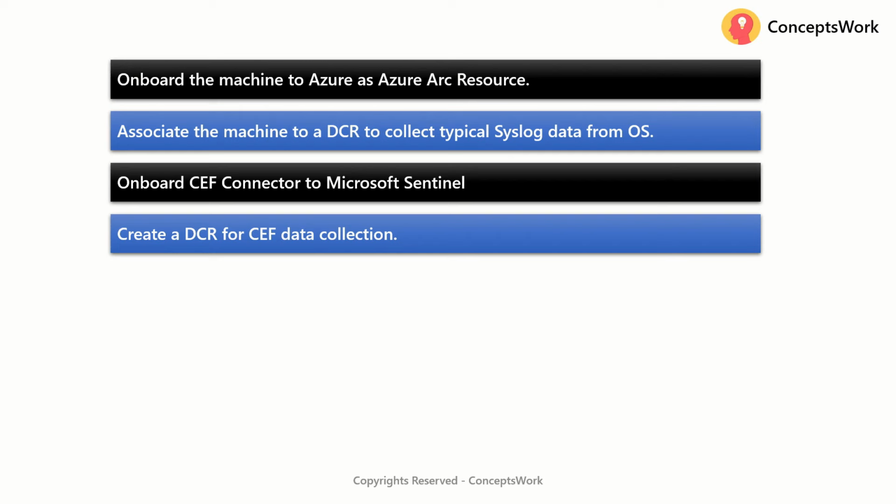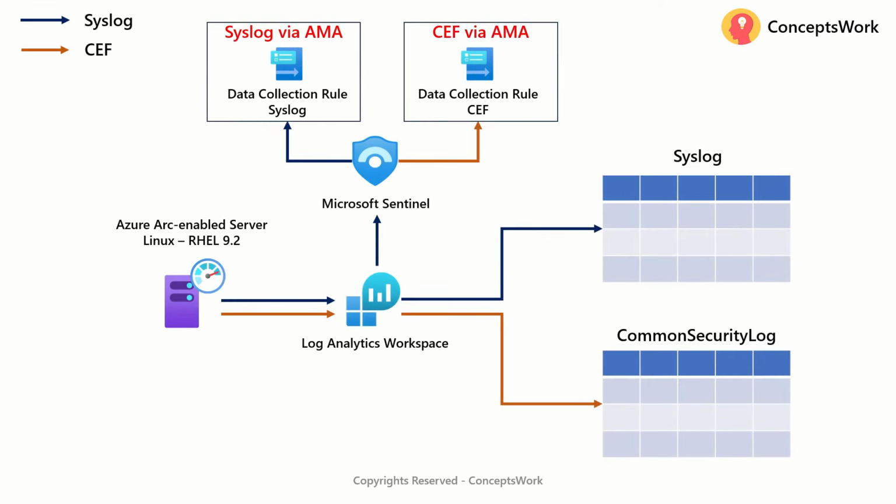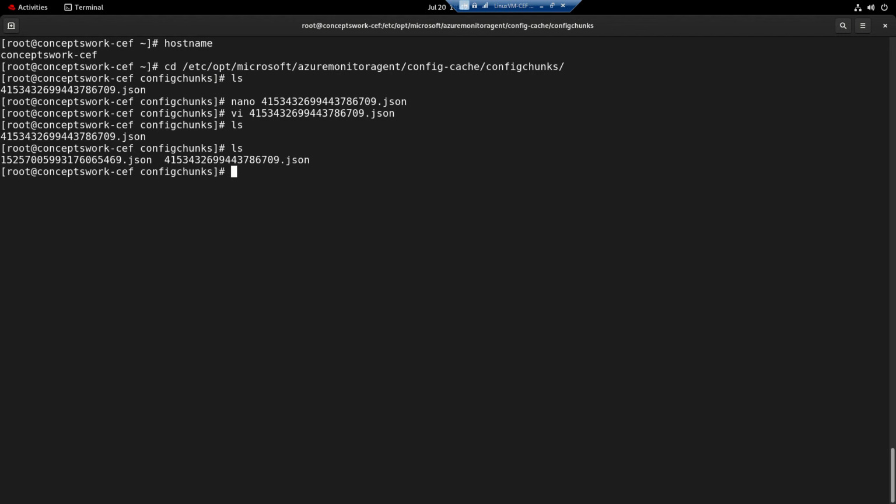In the meanwhile, let me explain in a quick recap what we have done. This was my machine from which Syslog data collection was happening and the data ingestion was happening to the Syslog table itself. Then for the second step, for the same machine, we opened this connector, which is CEF via AMA, and we created a data collection rule for CEF data collection. Now, if this machine receives any data which is in CEF format, it will be forwarded to the CommonSecurityLog table.